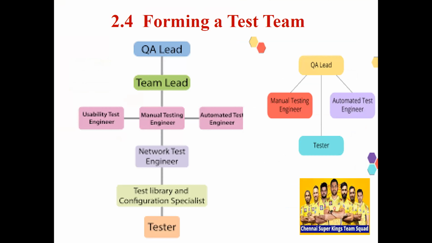The next topic is forming a test team. If you take any software testing team, a typical team followed in big organizations like TCS, Accenture or anything, there will be a quality assurance lead, QA lead, and below the QA lead there will be a team lead. Below the team lead, there will be a number of test engineers. Some engineers may be very strong in usability testing, so they will be given the usability test components for testing. And we'll have manual test engineers and automated test engineers.